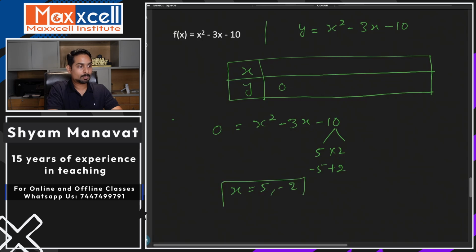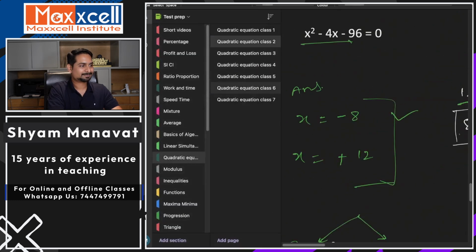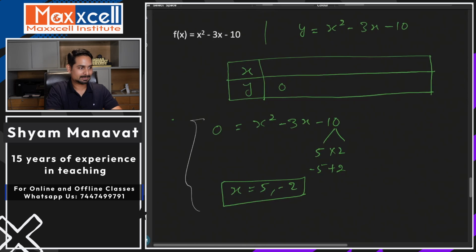People who don't know what I am talking about, how did I get this with the shortcut, please go through the previous lecture number 2. Okay, coming back to lecture number 6. Yes, so substituting y equal to 0, I got x as 5 and minus 2. Now let me substitute x equal to 0. I know if we substitute that, we are going to get only one point.